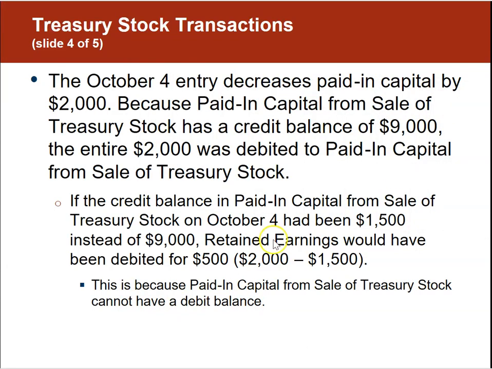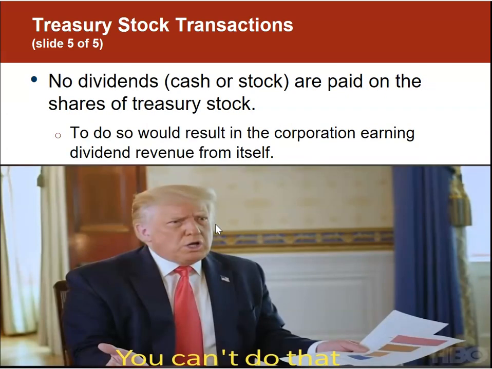All right, and we are going to have some exercises, what I call handout videos on this, so that you can become better acquainted with it. Do notice that no dividends, cash or stock, are ever paid on the shares of Treasury stock. So a company buys back some of their shares of stock, say 1,000 shares. If they pay dividends on those stocks, they would basically be paying dividend revenue to themselves and from themselves. And he says you cannot do that.